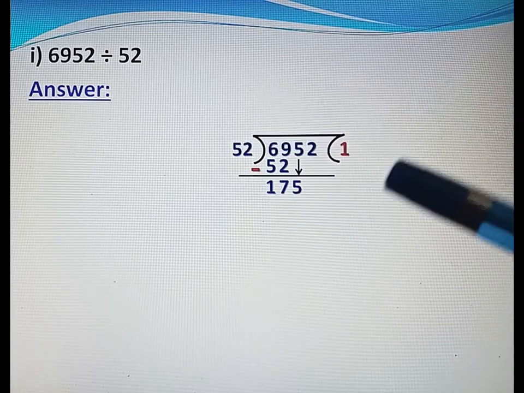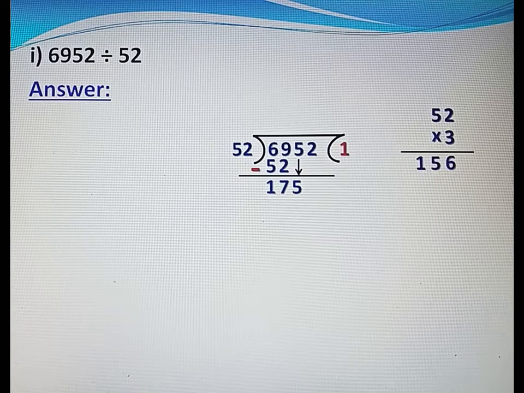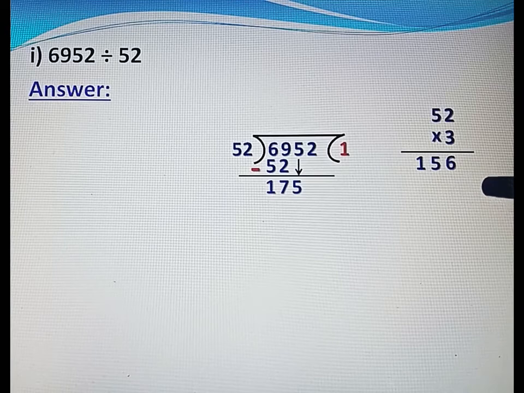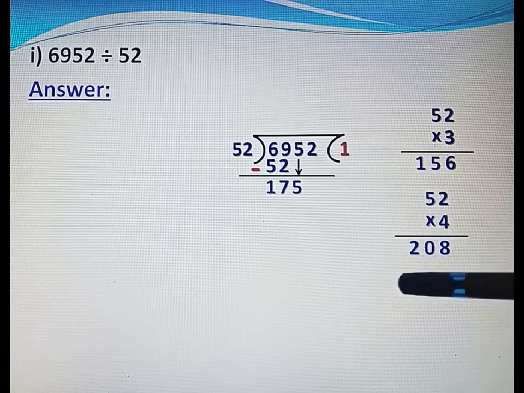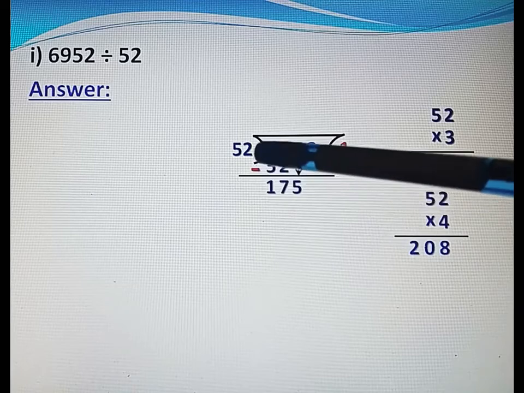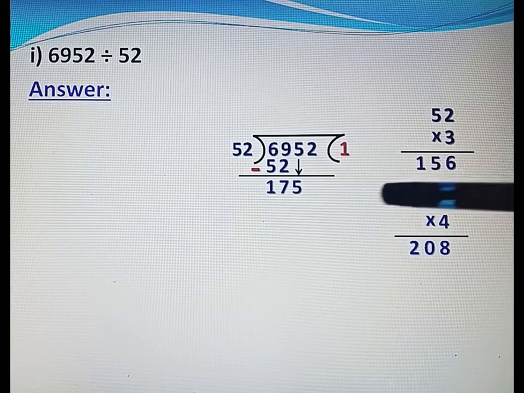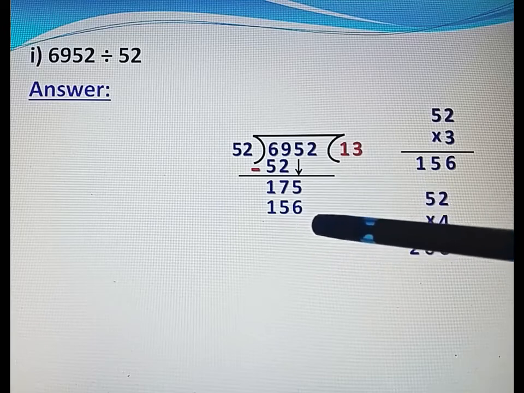So multiply this 52 by 3. 3 2 ja 6, 3 5 ja 15. 52 multiply 3 equal 156. And 52 4 ja 4 2 ja 8, 4 5 ja 20. 208. 208 is greater than 175, so we can't write. So we will multiply this 52 by 3. 156, and then we will do subtraction.